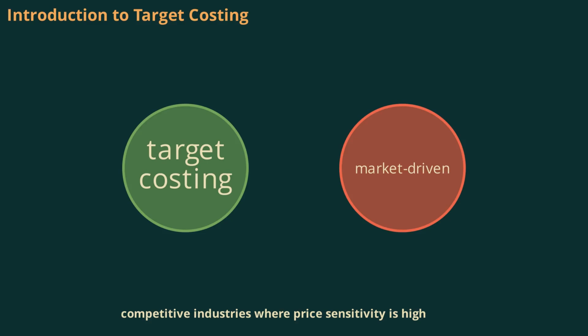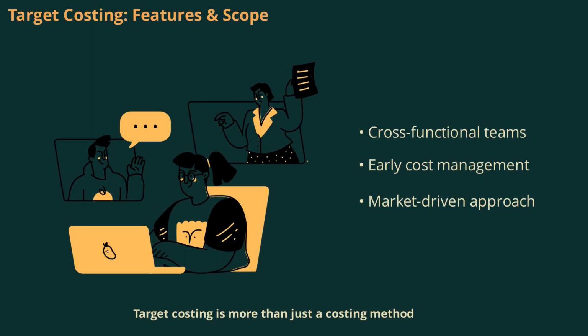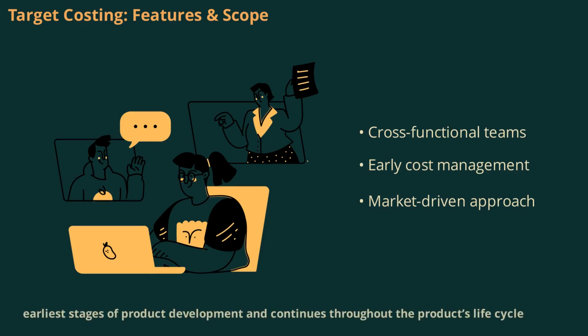Target costing is more than just a costing method. It's a comprehensive management technique. It involves the entire value chain, from initial design and engineering to manufacturing, distribution, and after-sales service. The process is structured to ensure that cost management begins at the earliest stages of product development and continues throughout the product's life cycle. By involving cross-functional teams and focusing on market-driven prices, target costing helps organizations.